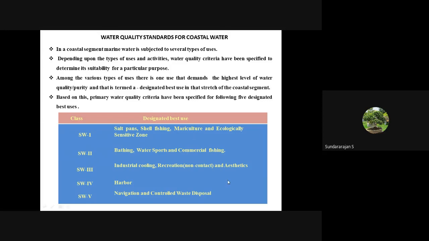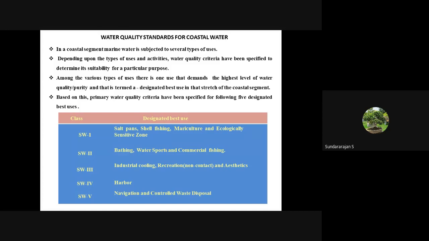You see this table. SW1 is salt pans, sensitive areas, shellfish, mariculture areas and ecologically sensitive zones. Then SW2 is bathing areas, water sports and commercial fishing areas. SW3 is industrial cooling water, some power plant discharges, then recreation and aesthetic uses. SW4 is harbor area, port and harbor areas, a little highly polluted and disturbed area. Then SW5 is navigation and controlled waste disposal areas. There are municipal wastes; all those things we can discuss at a certain point.